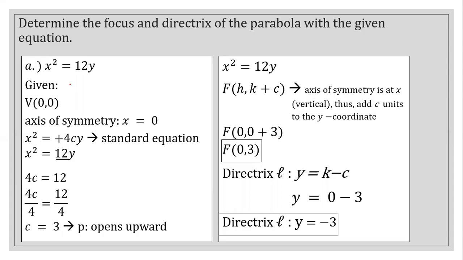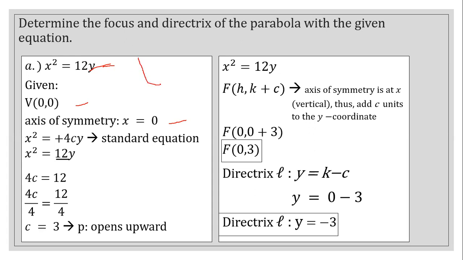Okay, determine the focus and directrix of the parabola with the given equation: x squared is equal to 12y. Since we don't have h and k, our vertex is at the origin, or (0, 0). Since the equation is x squared equals 12y, we're expecting that our parabola is opening upward. So the axis of symmetry is at x equals 0.